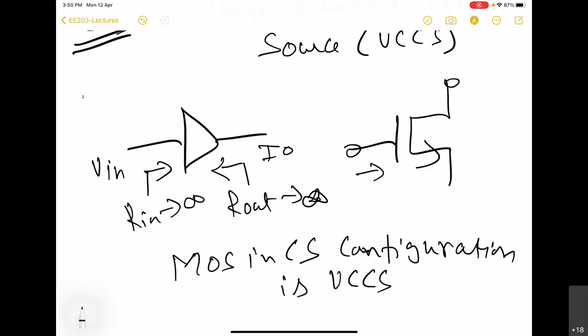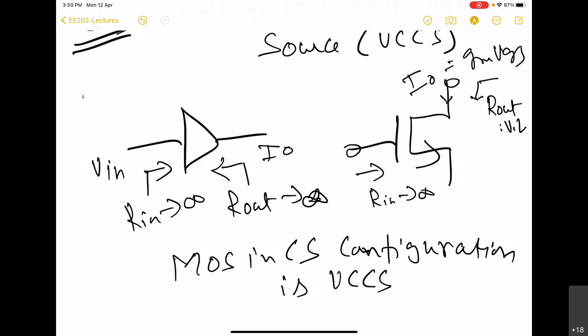So here we see that R in will be infinite, and here we will have R out to be very large, and what we will get is output current. We know that it is going to be GM times VGS, and here we will have input voltage. So single MOS or single BJT is the simplest example of voltage controlled current source.